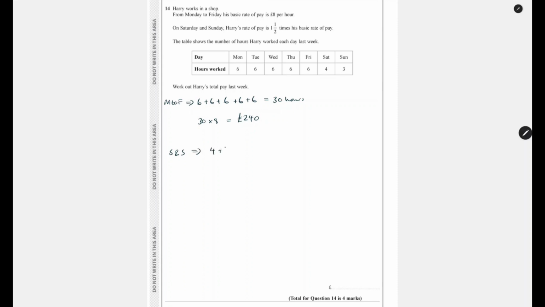He then works on Saturday and Sunday for 4 plus 3 hours, which is 7 hours. Now, for the 7 hours, he gets his base rate of pay multiplied by 1.5. So it's 7 times 8 times 1.5, and that is equal to £84. So he makes £84 over the weekend. So the total for the week is going to be 240 add the 84, that's 324. So the total he makes is £324.